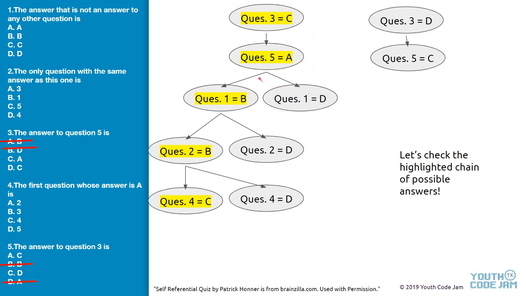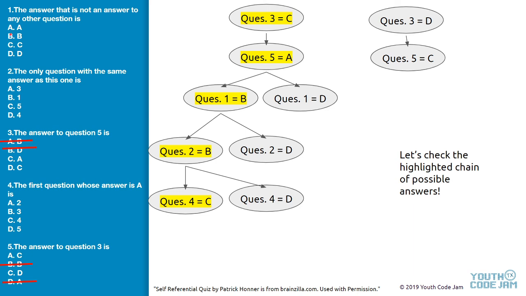But we definitely don't want to be looking at a whole group like this, because wherever the tree splits, we have to choose one way or the other. And we're going to start with this left-hand side because that's the one that we've been working on. So let's check this highlighted chain of possible answers. We already know that these two make sense together, so let's start here.